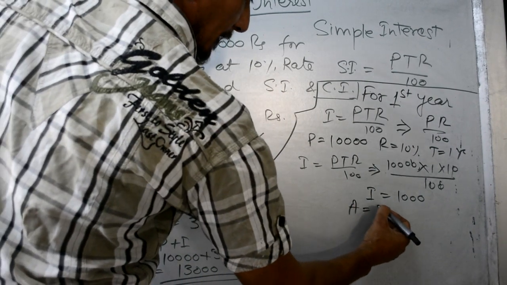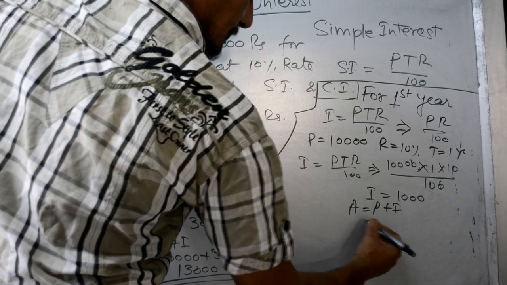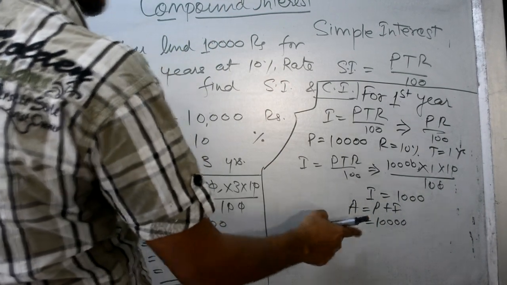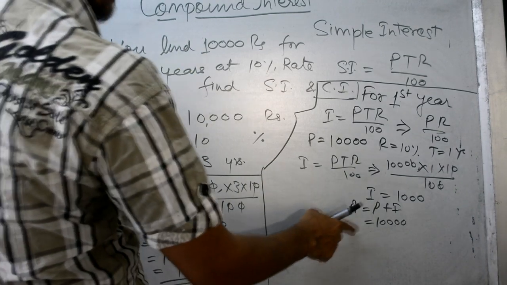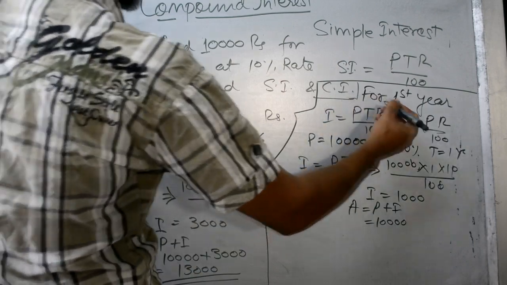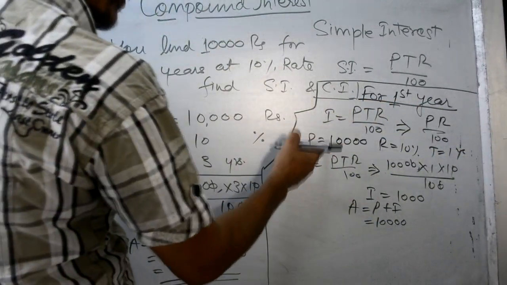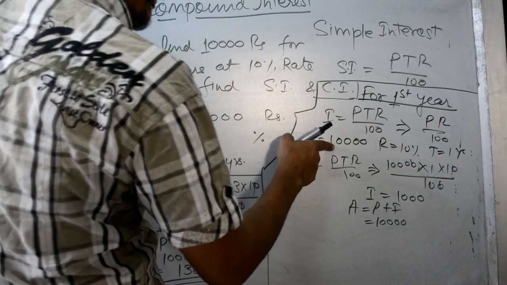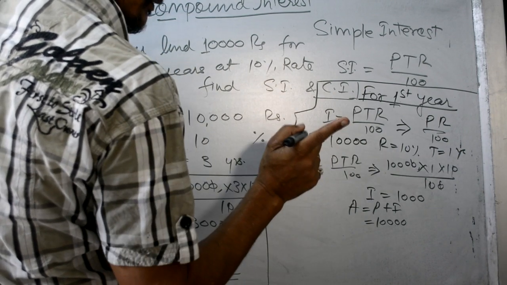So amount would be principal plus interest. That is equal to 10,000 rupees, which was the principal. Principal you will not find out from here. You will find it from where you have taken it in this part of the question for the first year. From there you will take it. Don't forget. Don't take it from here. Always take it from here. Make it a habit of yours.